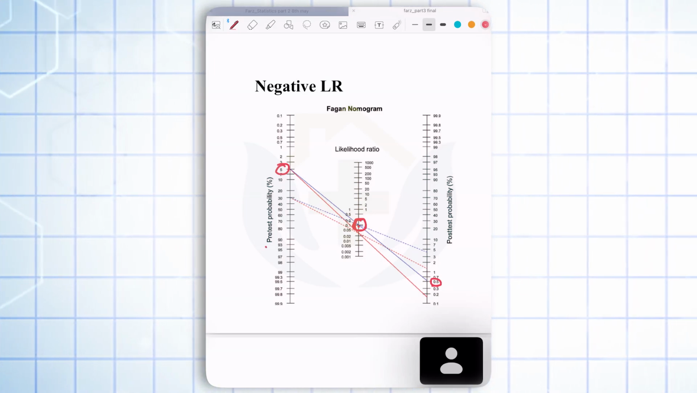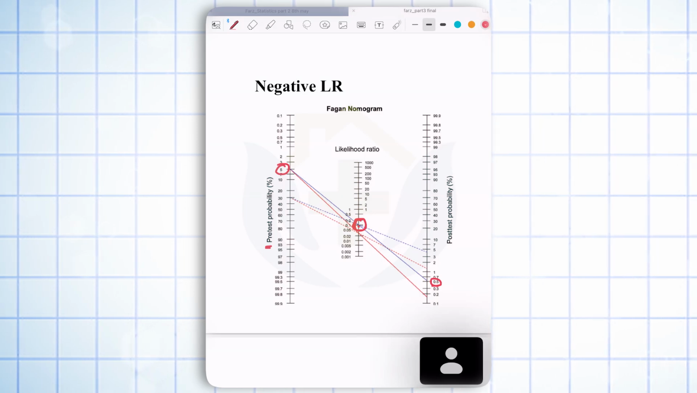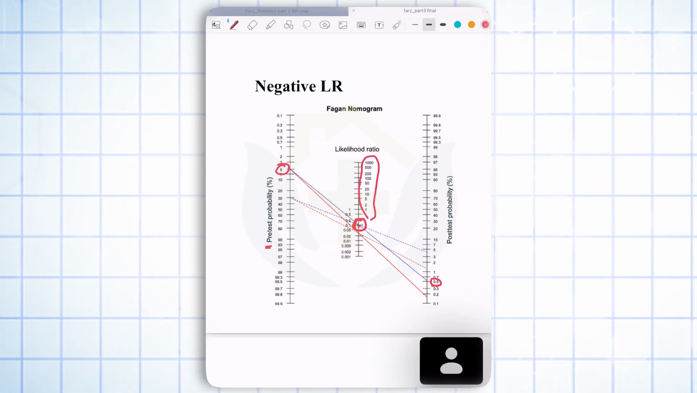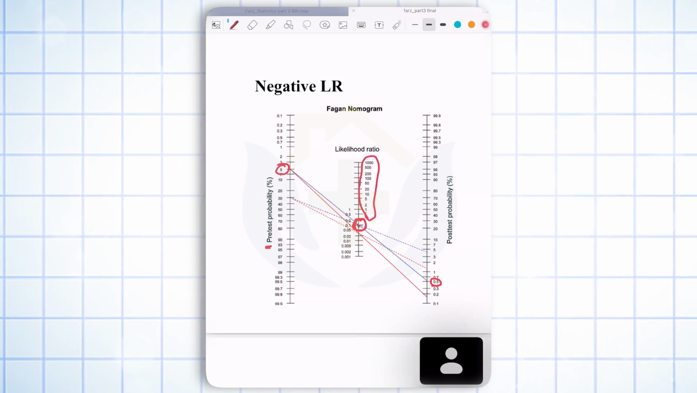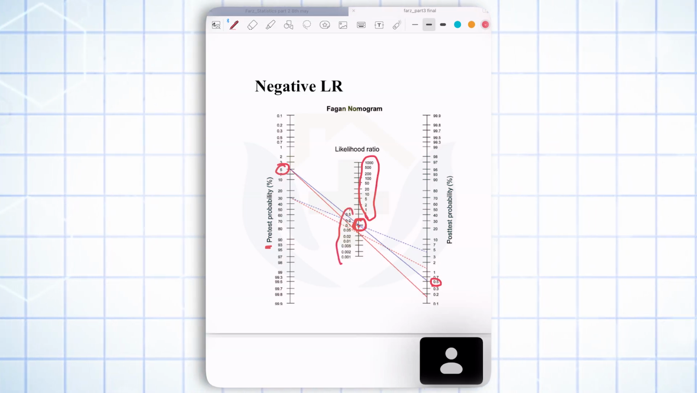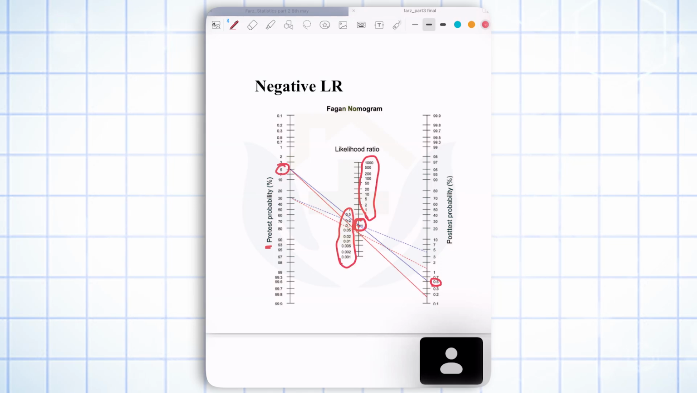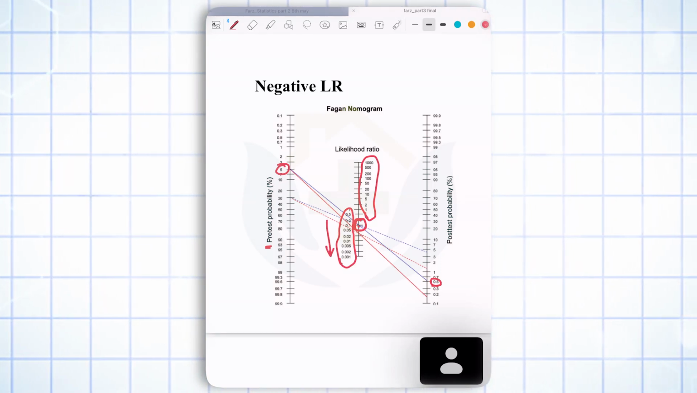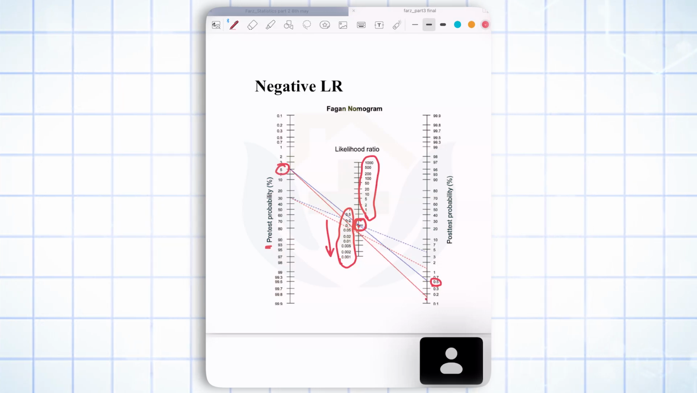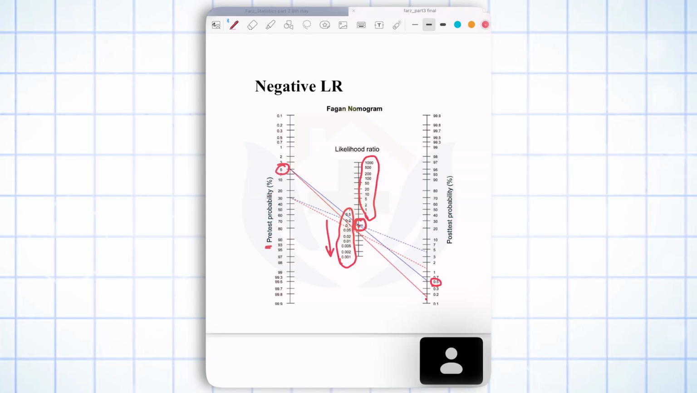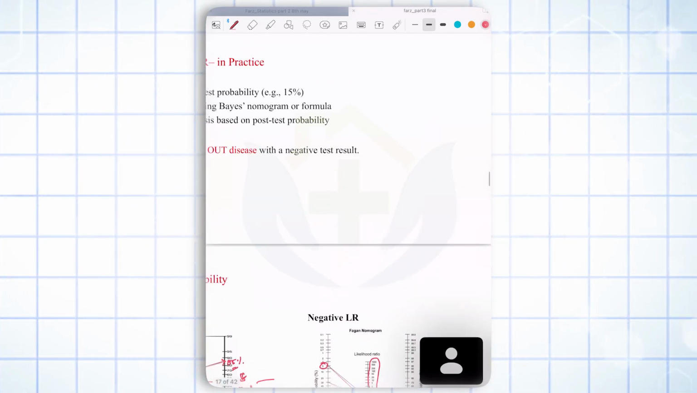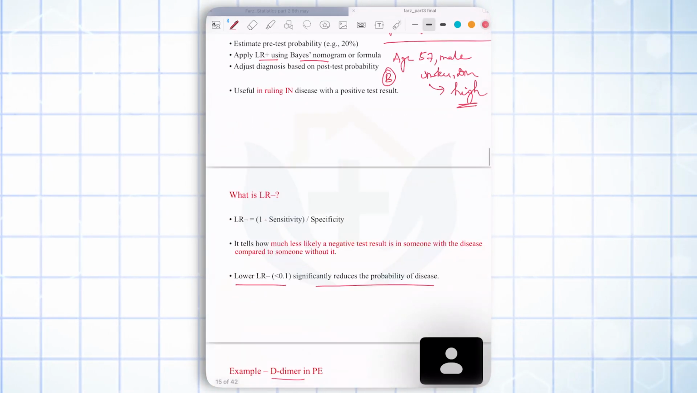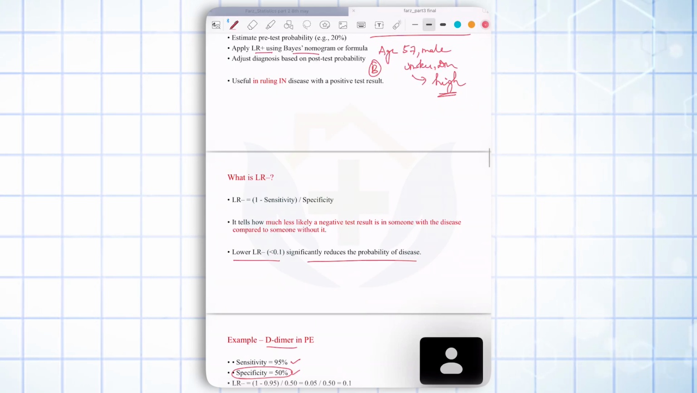Once you calculate the pre-test probability, you use the likelihood ratio. If you want to rule in disease, you use a test with a higher positive likelihood ratio. If you want to rule out disease, you use a test with a lower negative likelihood ratio. So the lower it is, the less likely the patient is having the disease. Okay. So this is how you use it. There's a formula to remember this. Once you have this, how will you rule in and rule out disease?